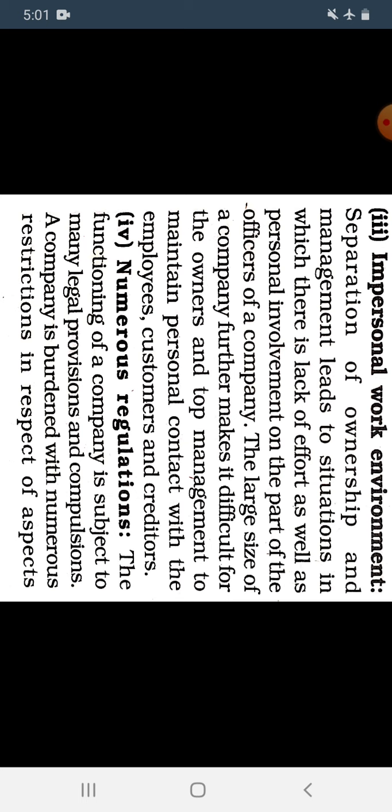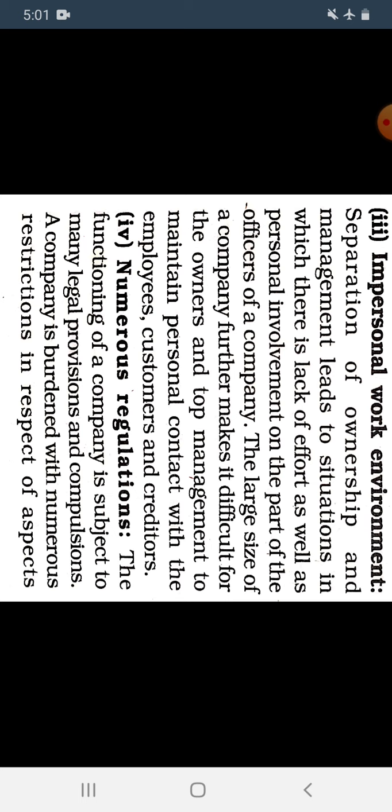Separation of ownership means the owners are separate from those doing the activity, and there is separation from department to department. They do activities related to their own department, which leads to a lack of personal involvement among the officers of a company. The officers of a company lack personal involvement and personal touch.